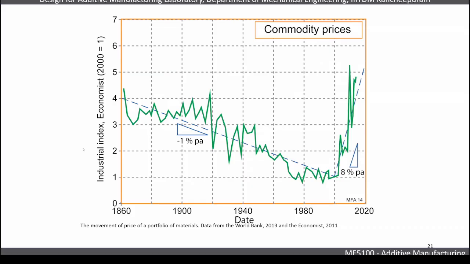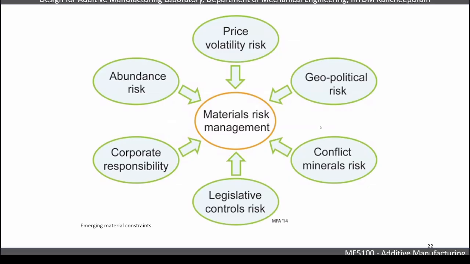So also we have seen the industrial index from the economic point of view, right? The commodity prices have gradually come down over the years, so it's 8% annual growth. Then suddenly after 2020, we can see the industrial index starting to increase, right? So this has become one of the things. And then we have so many risks in the supply chain, especially from the materials perspective. So mitigating this supply chain risk is very important, right?